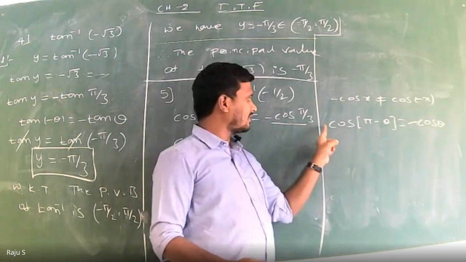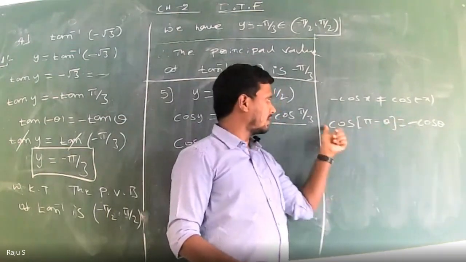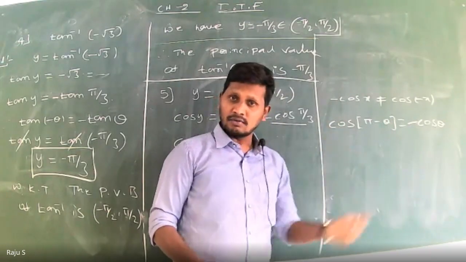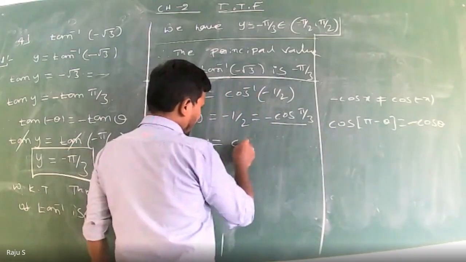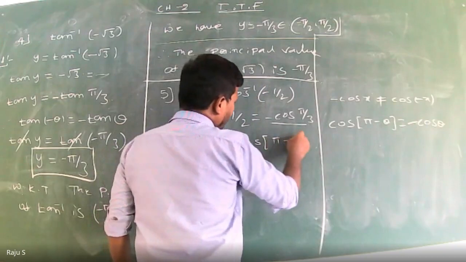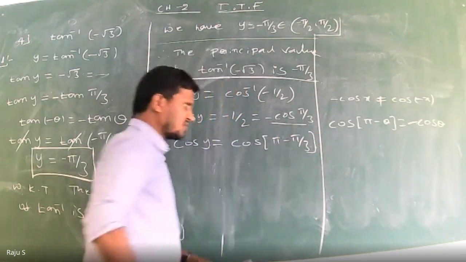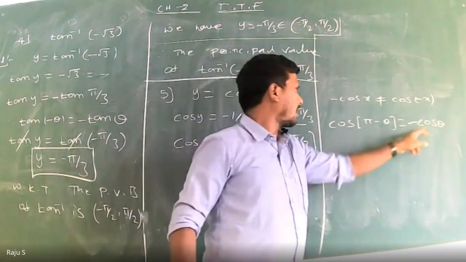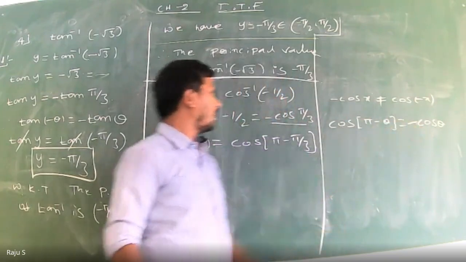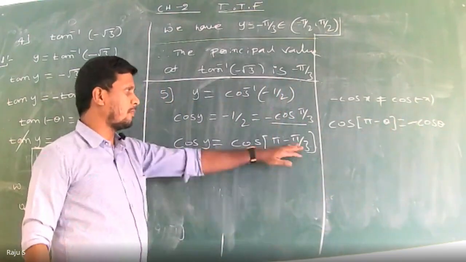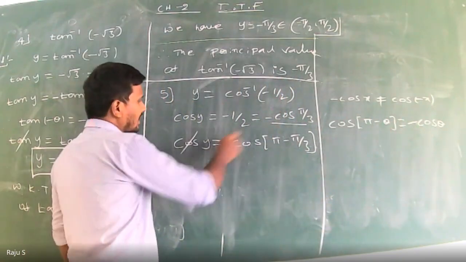See here, plus is there on the left side, but the right side is minus. I want to convert it to plus. So shall I write this value as cos of 180 minus 60? Comparing this theta with the value pi by 3, substitute pi by 3 over here. Now we can easily cancel this.